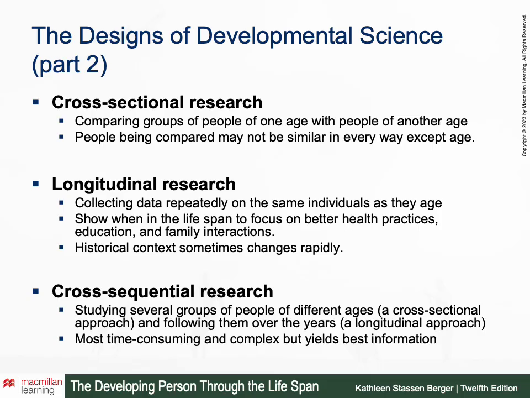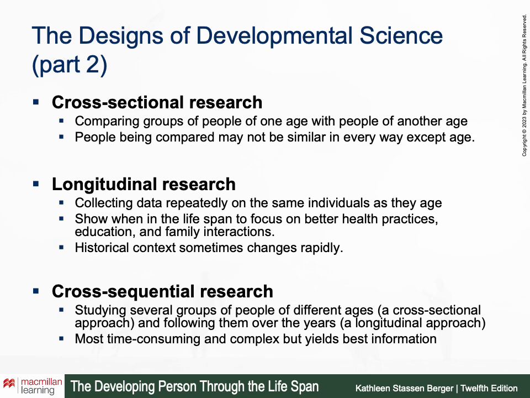Longitudinal research is collecting data repeatedly on the same individuals as they age so that you can track the changes. And then that also shows when in the lifespan to focus on better health practices, education, and family interactions. And then cross-sequential research is really studying several groups of people of different ages, so a cross-sectional approach, and then combining that with the longitudinal approach, because then you're following them over years.